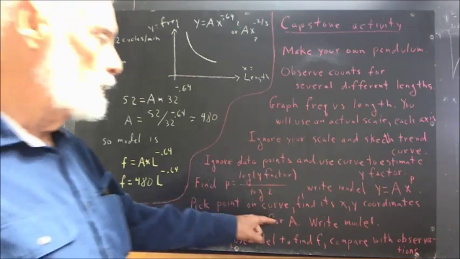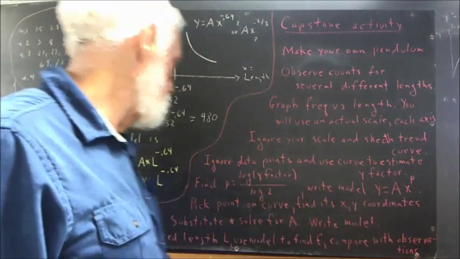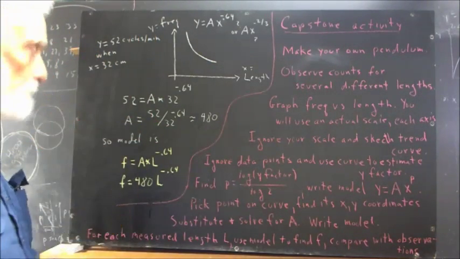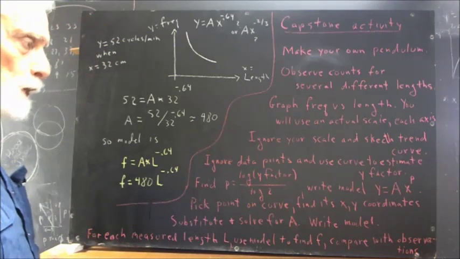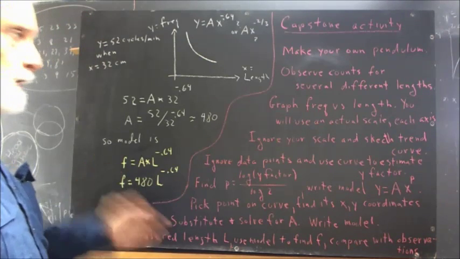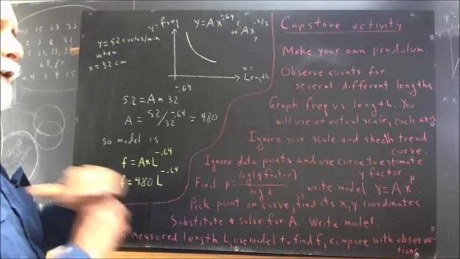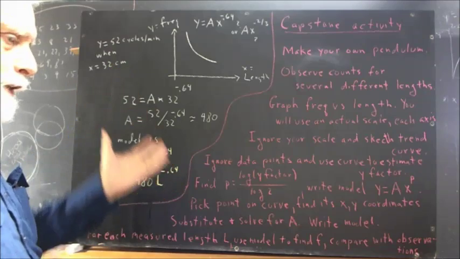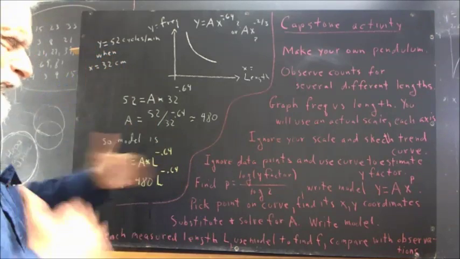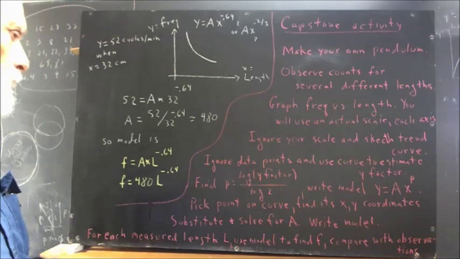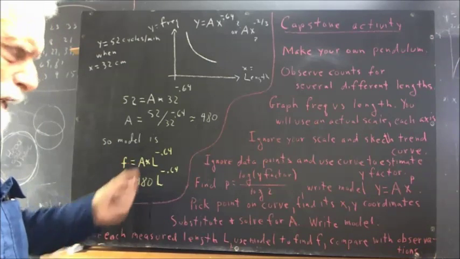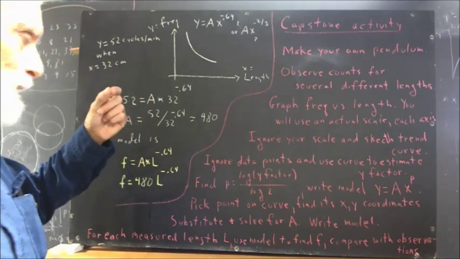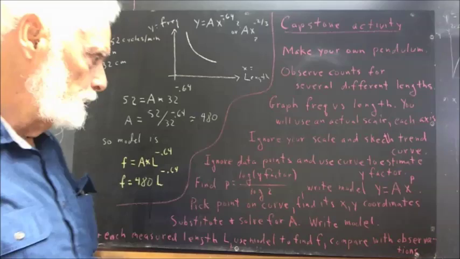Then you're going to pick a point on the curve and find its X and Y coordinates. Now this is what I was talking about before. You're not going to pick a data point. If 32 centimeters, 52 cycles per minute is a data point, that's not the point on the curve you want. You pick a point on the curve that's not a data point. And usually something closer to the center of the curve than to the ends, but there are judgments you need to make when you do that, and you can think about that. Okay, not going to expect miracles in the choice of which point to use.